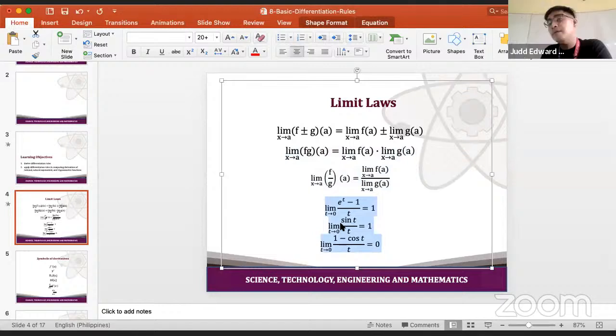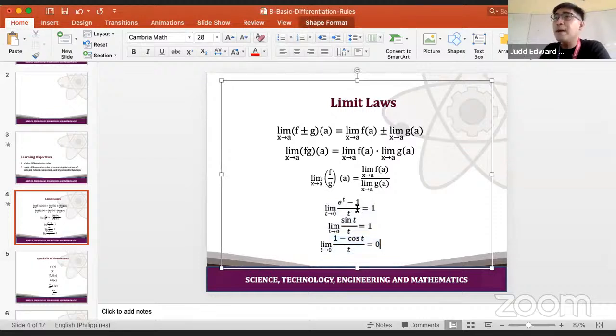ito yung mga pwede nating tandaan na equation in which meron na siya agad certain value. For example, the limit of e raised to t minus 1 all over t as t approaches 0 is equal to 1. The limit of sine t over t as t approaches 0 is equal to 1. The limit of 1 minus cosine t over t as t approaches 0 is equal to 0. So tatandaan natin itong unang dalawa is equal to 1. Tatandaan natin, etong cosine is equal to 0 if it takes the form of this one. Kung ganyan daw po yung form niya.